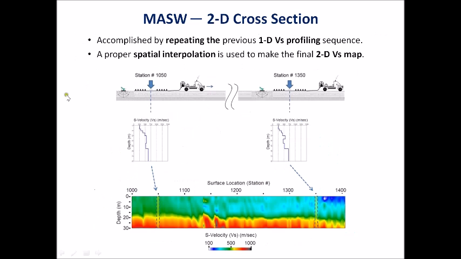And then you can repeat that measurement on successive locations along the survey line, and then you will end up with a multiple number of 1D shear wave velocity profiles, which can go through a spatial interpolation scheme to generate this kind of 2D cross-sectional image of shear wave velocity.